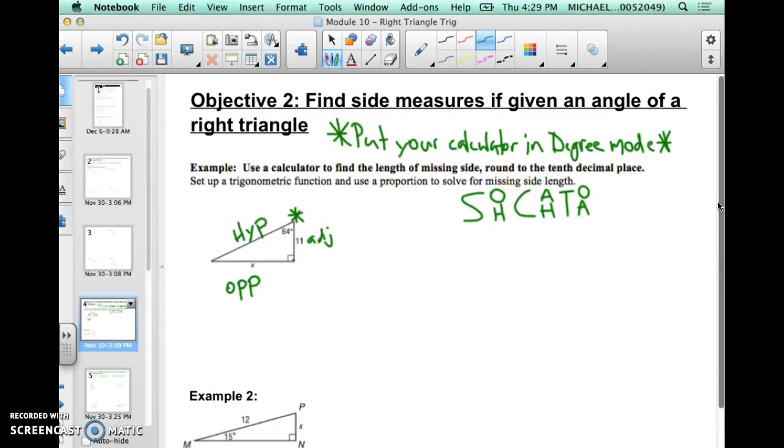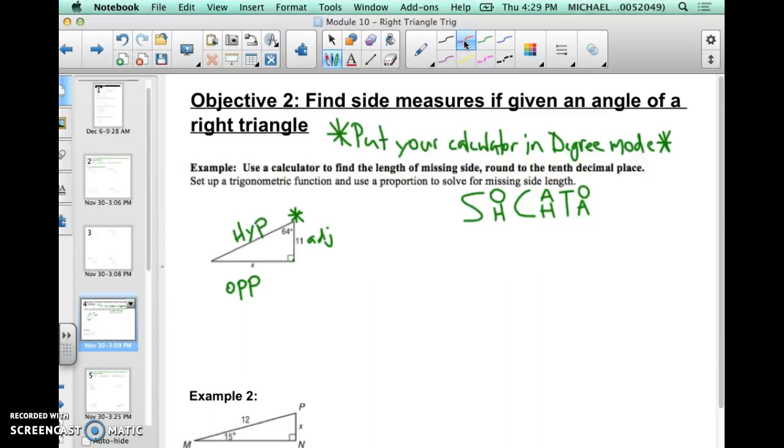That's going to change just depending on the triangle that's given to you. Sometimes it'll be adjacent, sometimes it'll be the hypotenuse. And then the known side that we have is the adjacent side. It is very important to do this step because now this is going to tell me what trig function I need to use to set up my proportion or set up my equation.